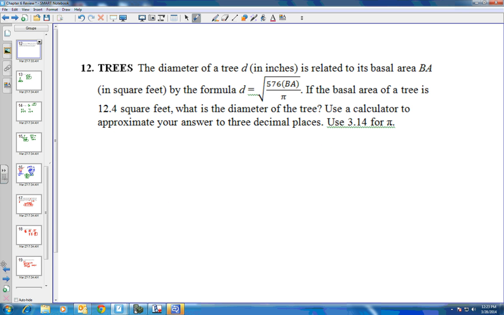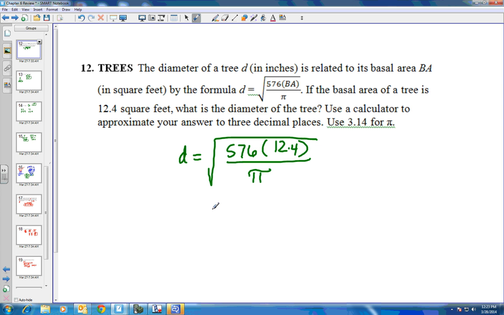All right, number 12. The diameter of a tree is related to its base area by the formula, and it gives you the formula. If the base area of a tree is 12.4 square feet, what's the diameter? So we're solving for D. We're just going to plug our numbers in. D equals the square root of 576 times my base area. My base area was 12.4 divided by pi.